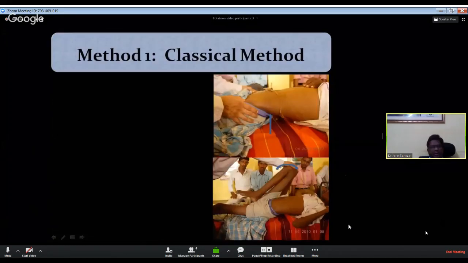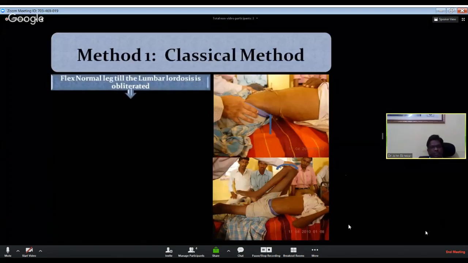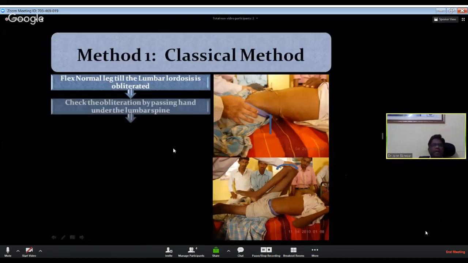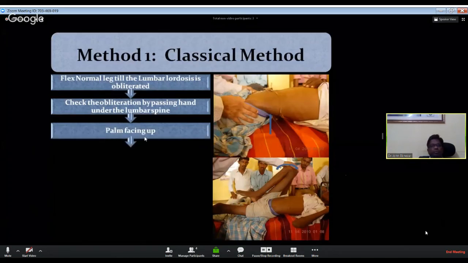So what are the methods of performing the Thomas test? The first method, the classical method: flex the normal leg till the lumbar lordosis is obliterated. Here you see the lumbar lordosis. Now you flex the normal leg till the lumbar lordosis is obliterated. Check the obliteration by passing your hand under the lumbar spine here, and the palm should face up. Now this is a controversial situation.